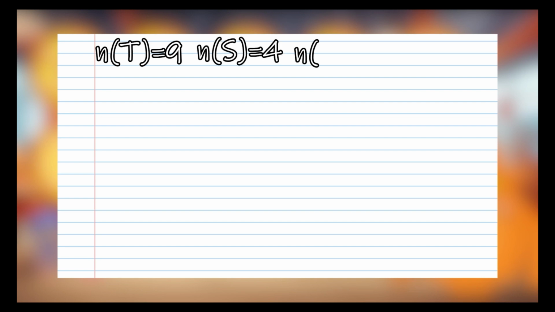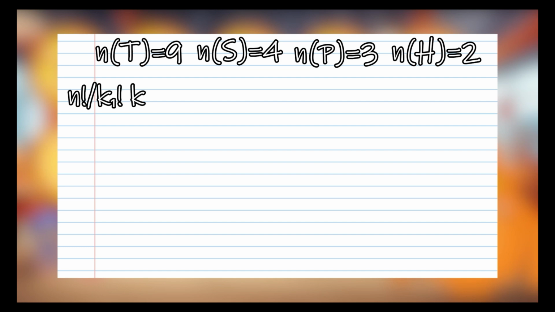Let us break down the problem. The chef has 9 pizzas in total, which is 4 supreme pizzas, 3 pepperoni pizzas, and 2 Hawaiian pizzas. Since some pizzas are the same, we will use the permutation of identical objects formula. The formula is n factorial over k sub 1 factorial multiplied by k sub 2 factorial multiplied by k sub 3 factorial, where n is the total number of pizzas, which is 9, k sub 1 is 4 factorial, which is the supreme pizzas, k sub 2 is 3 factorial, which is the pepperoni pizzas, and k sub 3 is 2 factorial, which is the Hawaiian pizzas.